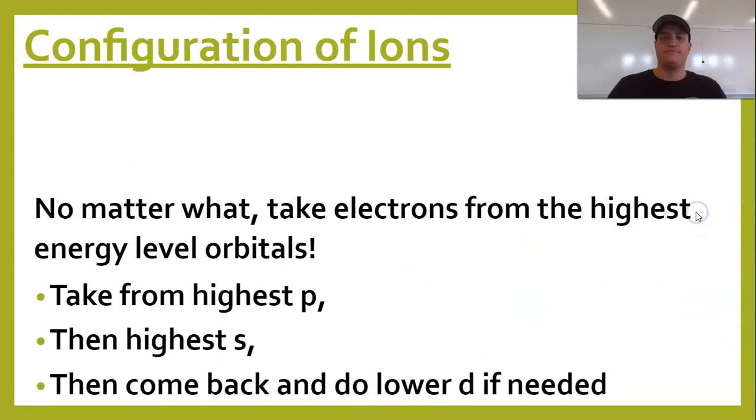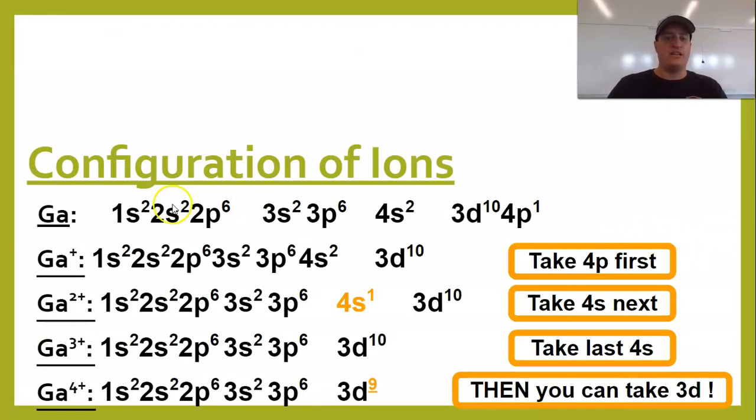No matter what, take electrons from the highest energy level: take from the p, then the s, then come back to do the d, which I can't imagine too much happening from there. So taking a look at gallium, here's its normal configuration as an atom. Then it becomes a 1+ as an option because it lost the 4p. Then gallium lost one of the 4s's. Gallium 3+ lost the other one. Then gallium 4+ would lose a d electron. All those, again, look at the coefficients in front.